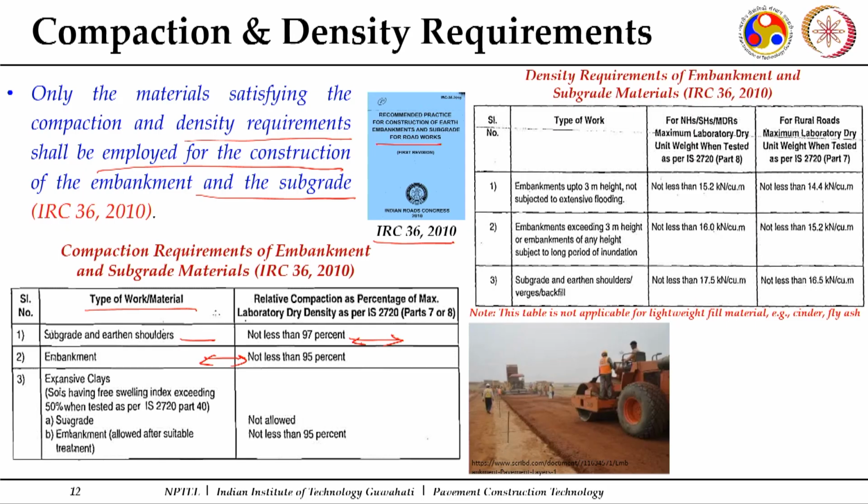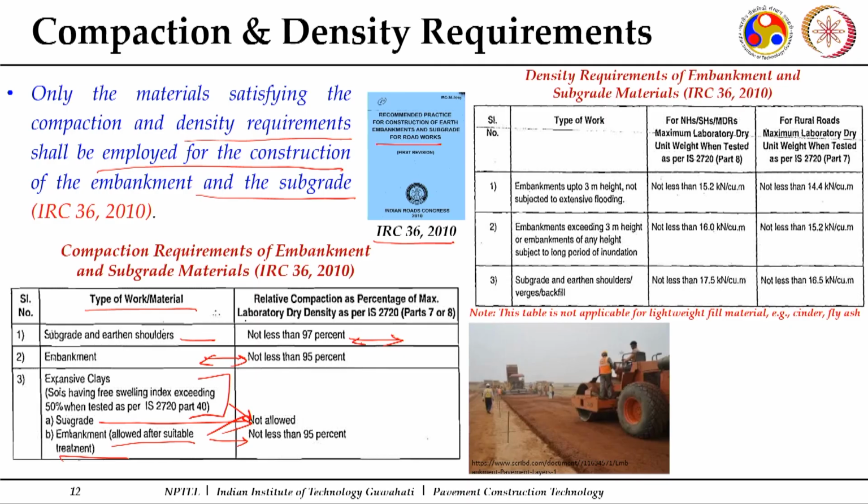When you are using expansive clays, they should not be allowed in your construction, especially for subgrade materials. They should not be allowed for subgrade construction, and we use subgrade in construction of earthen shoulders also. So, they should be allowed neither in the subgrade course nor in the earthen shoulders. For embankment, yes, you can go, but precautions have to be taken. It is allowed after suitable treatment, that is, stabilization you can do for expansive clay soils.